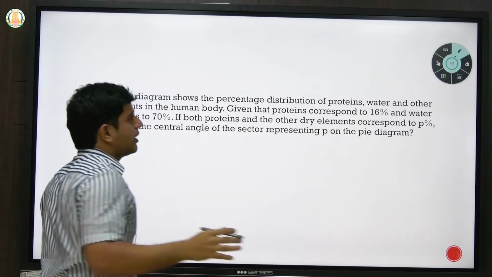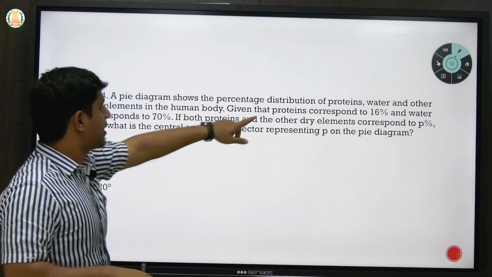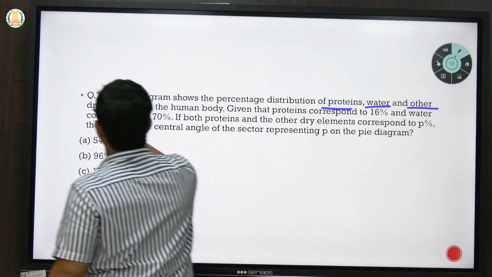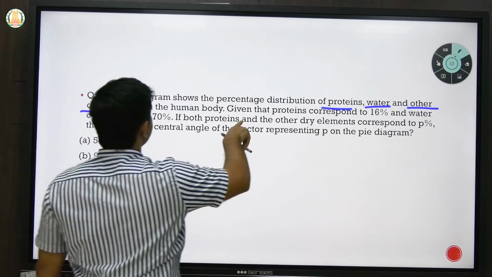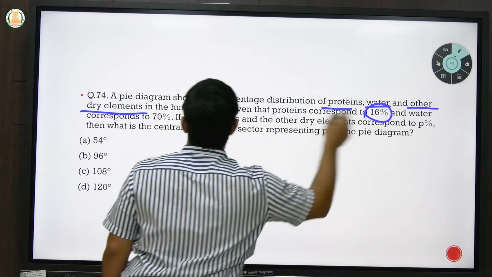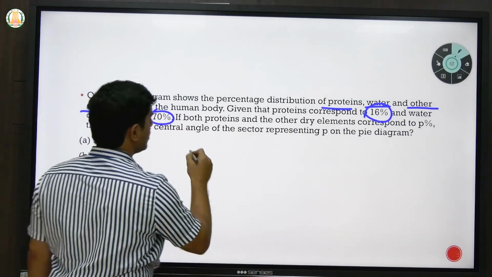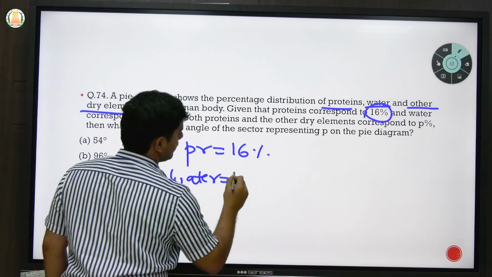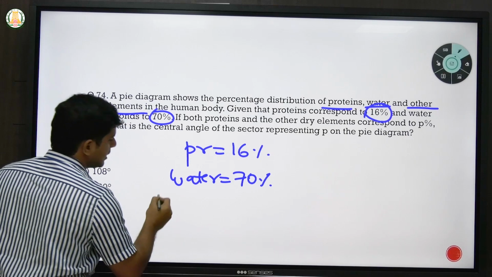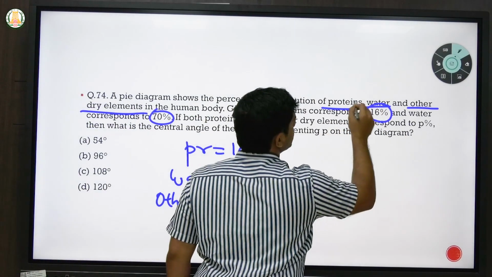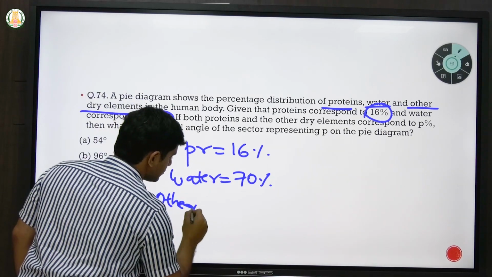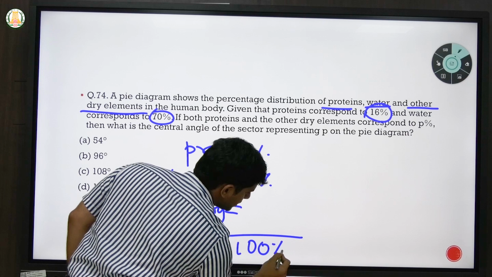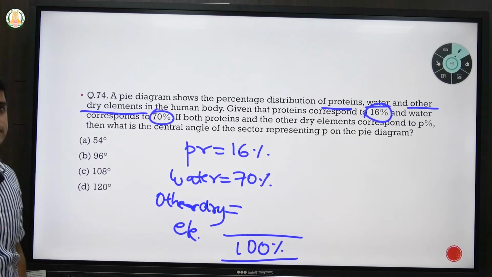Now in this particular problem, there is a human body which is made up of proteins, water and other dry elements. Assuming only three are there: proteins, water, and whatever else is the other dry elements in the human body. Now given that proteins correspond to 16% and water corresponds to 70%, what else is left? In the question itself he gives proteins, water and other dry elements. With this we don't know the other dry elements, but we know that the entire thing should be 100%. So can you tell me how much this will be?